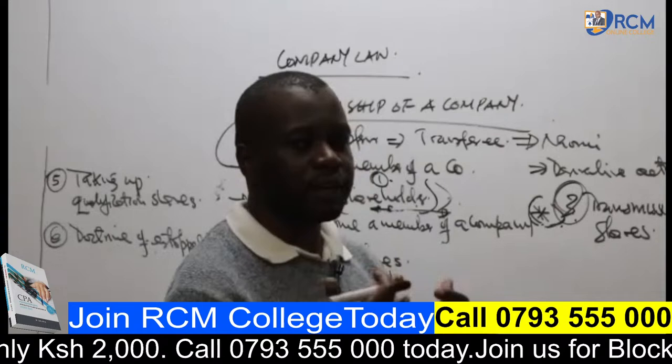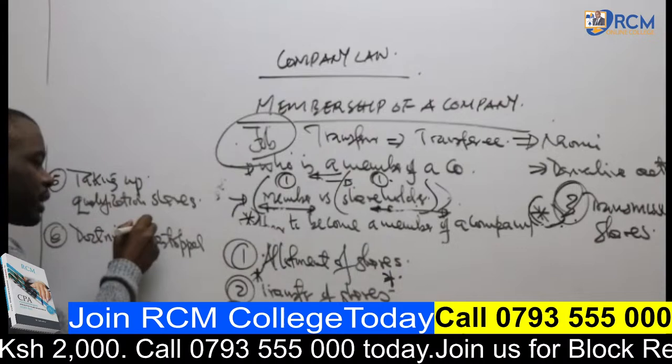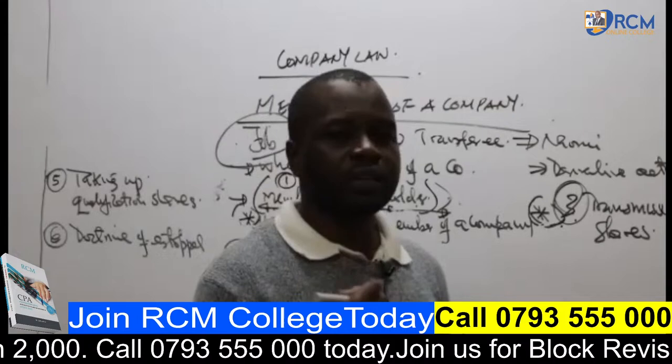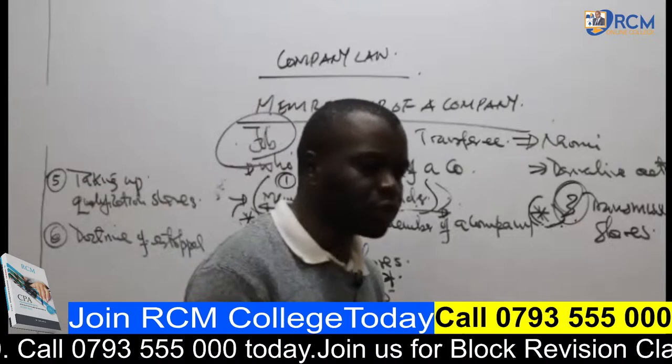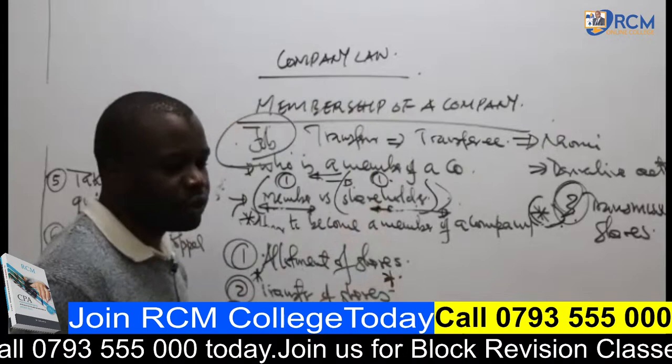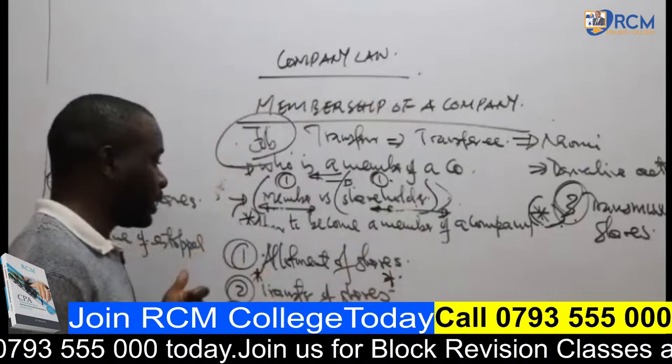Financial prudence requires that when you become a director in a company, you take up some shares. These shares are known as qualification shares. And what do you realize now? When Helen takes up the qualification shares, Helen will become a director and, at the same time, also a shareholder. And what have we said? When you become a shareholder in a company, you will become a member in the company. That is what we mean by taking up qualification shares.